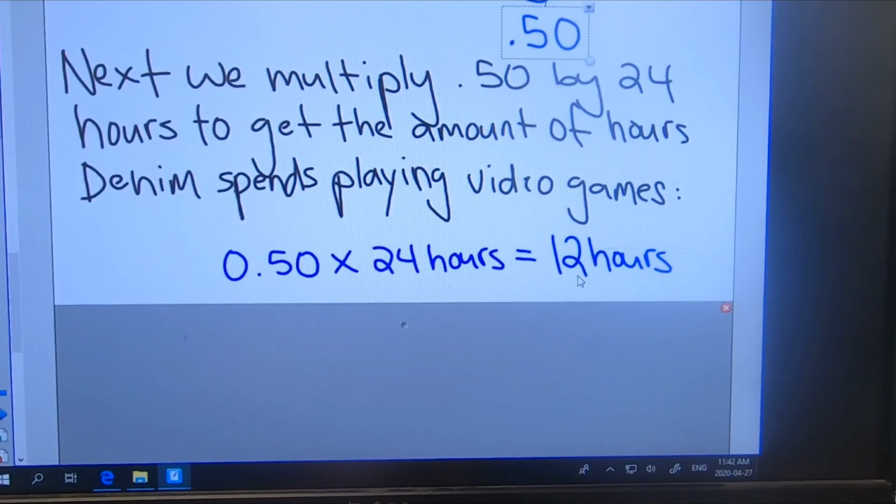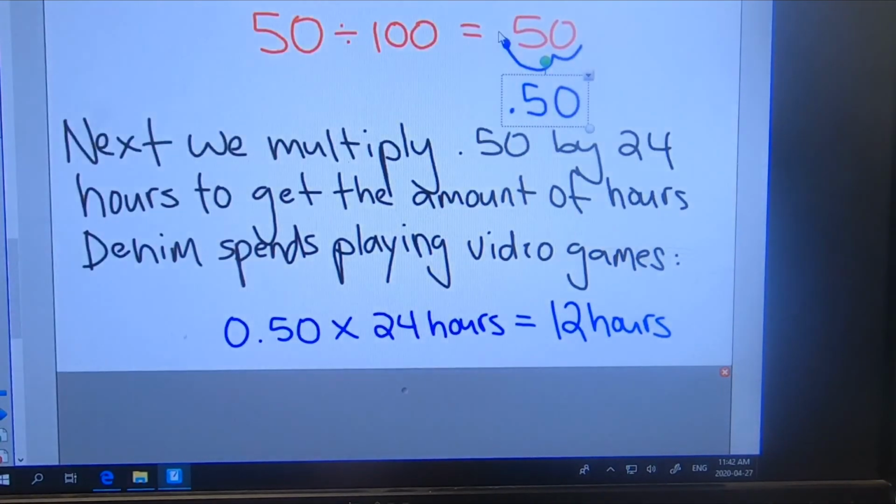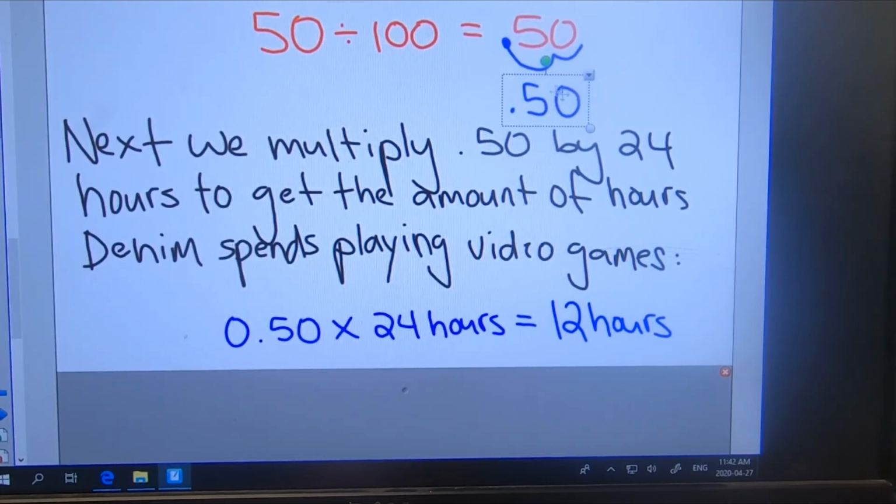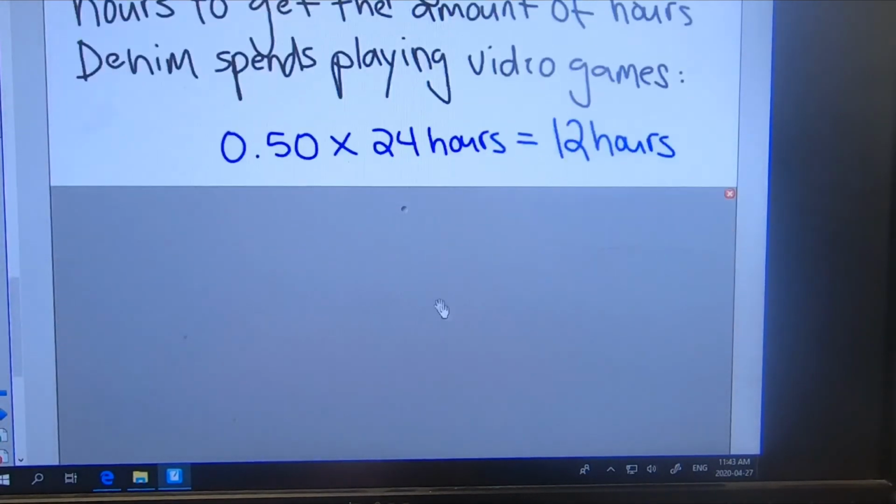But in a more complicated graph that has larger numbers or different percents, you're going to need to do it this way. You're going to need to convert the percent back to a decimal and then simply multiply it by the total. I've had kids say to me, well, why don't I just multiply 50% by 24? Well, if you multiply 50 by 24, you're going to get a lot more than 12. You're going to end up with a huge number. So you have to multiply the decimal variant. 0.50 multiplied by 24 gives us a total of 12.